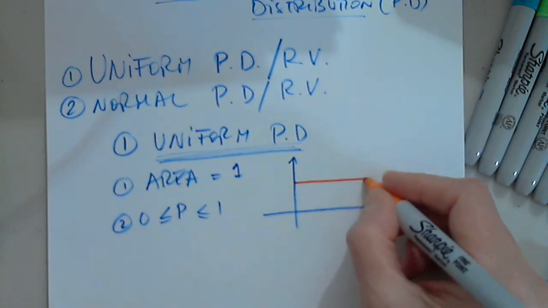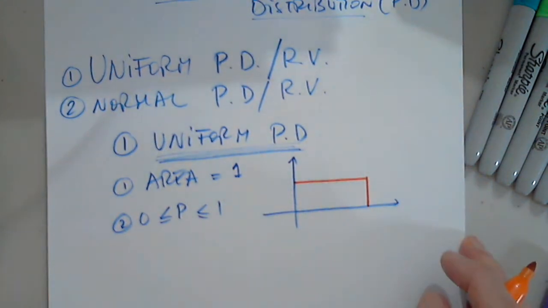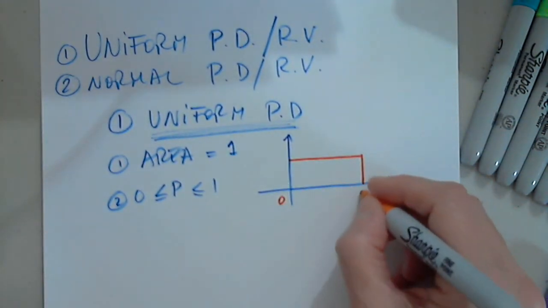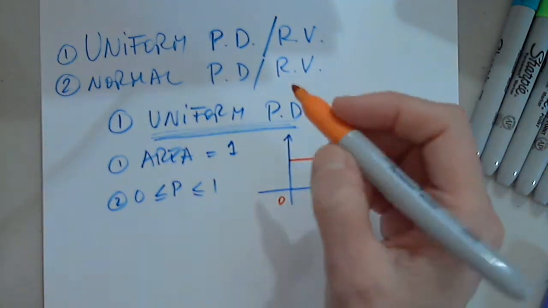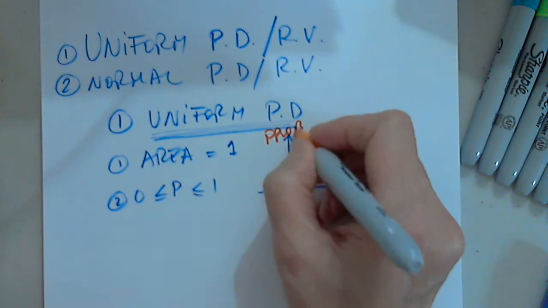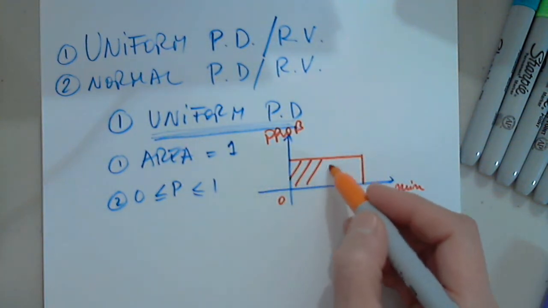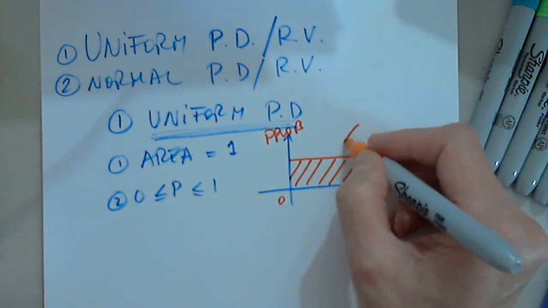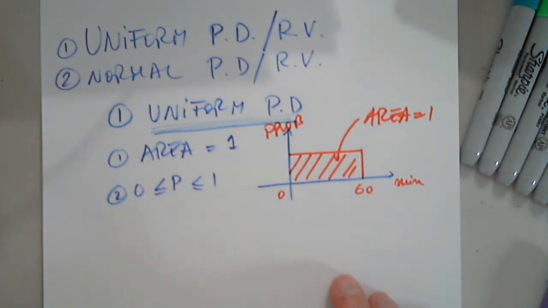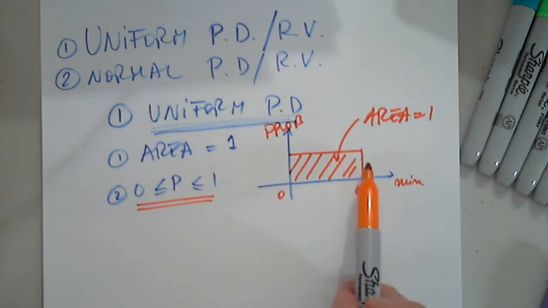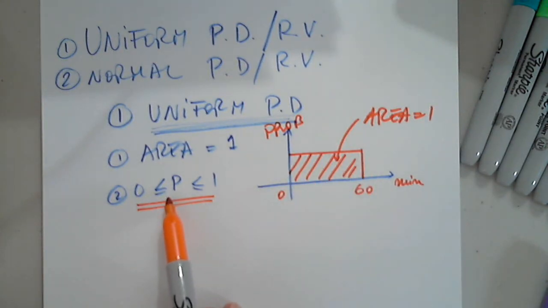Something like, let's say we are expecting a package to arrive between 0 and 60 minutes. And this is the probability distribution. It has to have an area of 1, so it can represent, and we can discuss probabilities. If it has an area that is bigger than 1, we cannot discuss probabilities.